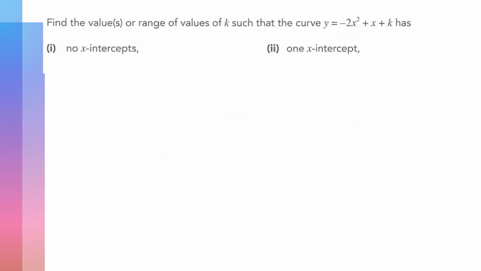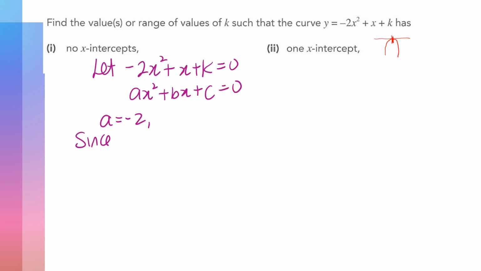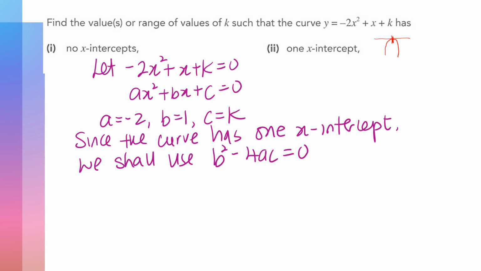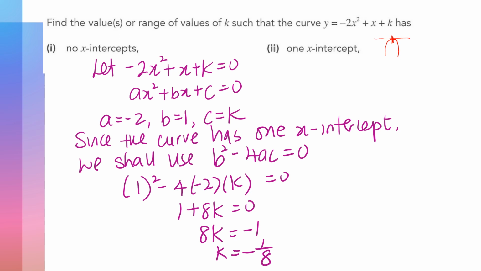Alright, back to the same question, but now we're going to do part 2 when you're told that the curve has one x-intercept. So what does one x-intercept remind you of? It's an N-shaped curve, so it cuts the x-axis at only one point. So since the curve has only one x-intercept, then can you recall that the value of b squared minus 4ac will be equal to 0. So this is what we're going to do. And then you end up getting the value of k equals to negative 1 over 8.